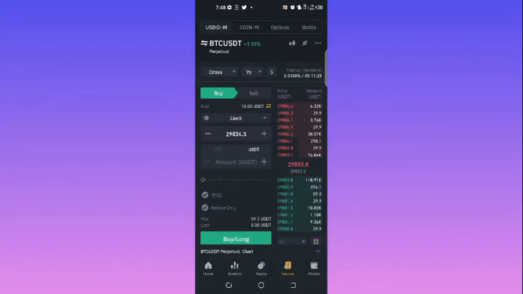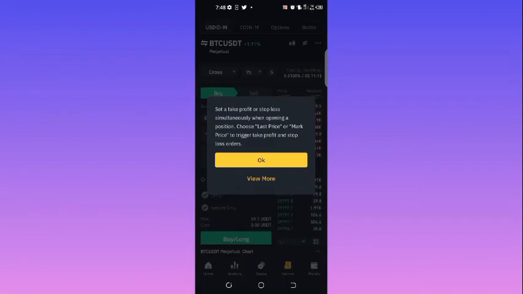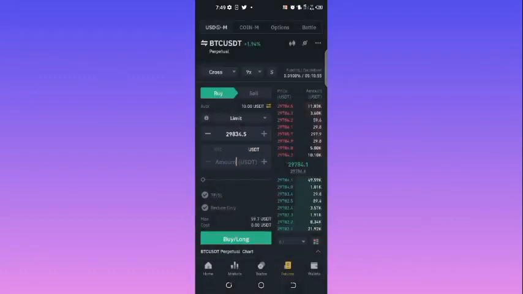With that being said, when you look down, you see what is written as TP/SL. TP simply means take profit, and SL simply means stop loss. Now by clicking on it, it says: set a take profit or stop loss simultaneously when opening a position. Choose last price or mark price to trigger take profit or stop loss. Let's click on okay.